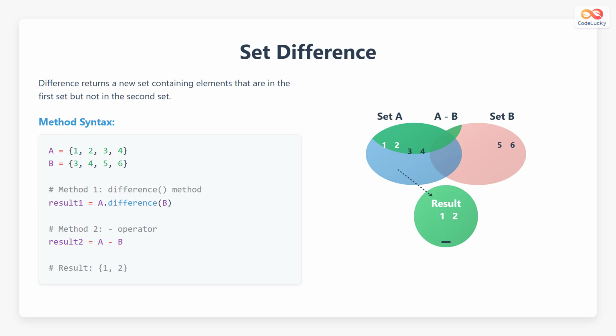For example, if set A contains the elements 1, 2, 3, and 4, and set B contains 3, 4, 5, and 6, then A minus B will result in a set containing 1 and 2.